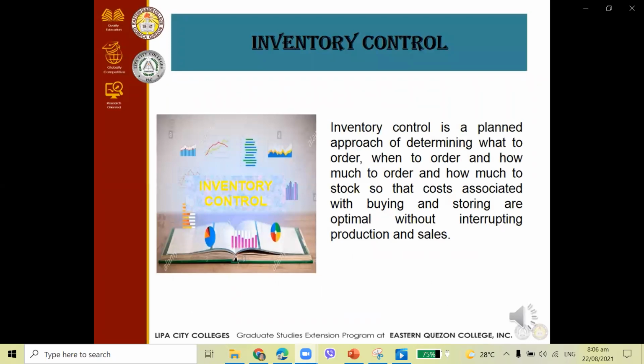So what is inventory control? Inventory control is a planned approach of determining what to order, when to order, how much to order, and how much to stock so that costs associated with buying and storing are optimal without interrupting production and sales.